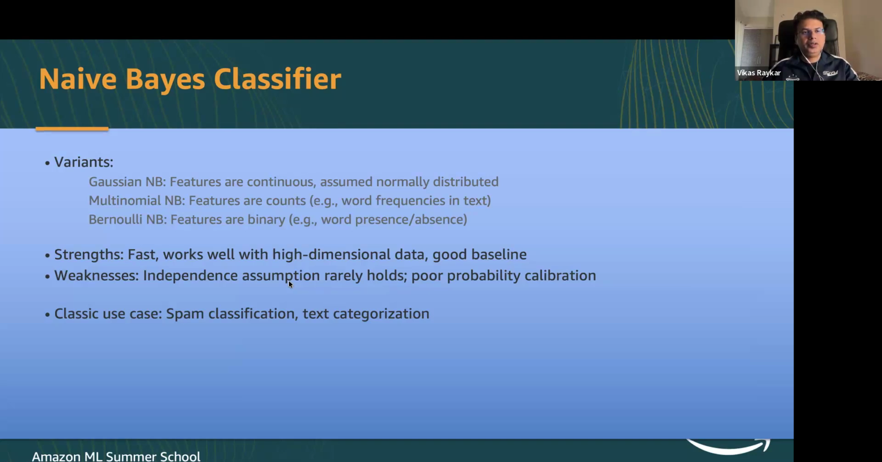One of the advantages of naive Bayes is that it's extremely fast and works well with high dimensional data. It's a good baseline for a lot of problems. The cons, of course, are the independence assumption, which rarely holds in practice, and the probability scores are often poorly calibrated. One of the most common use cases for naive Bayes is spam classification or text categorization.